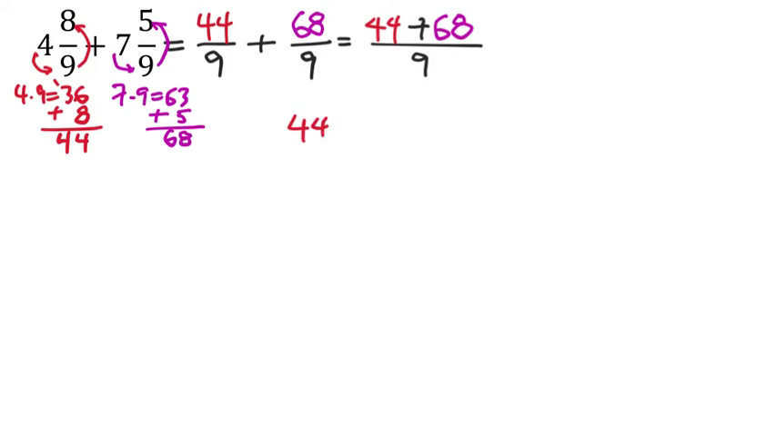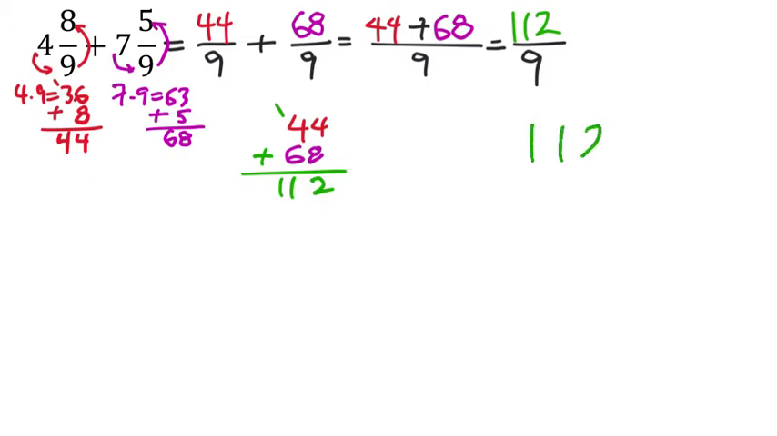44 plus 68 here. 4 plus 8 is 12, carry the 1. 1 plus 4 is 5, plus 6 is 11. So I get 112 ninths, of course, because the 9 denominator will stay the same. And when I first saw this with the other class, I saw, well, maybe this is divisible by 3, but it's not actually, although 9 is, which means this is not simplifiable. And so all we need to do at this point is change that improper fraction into a mixed number.